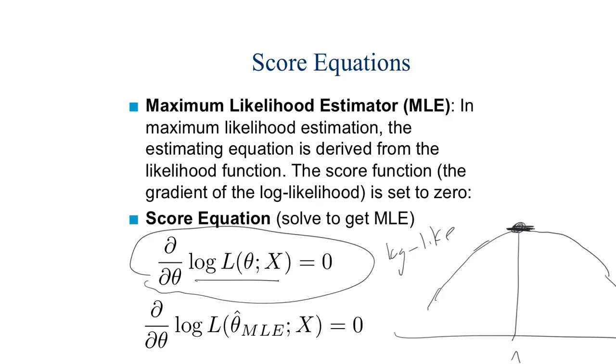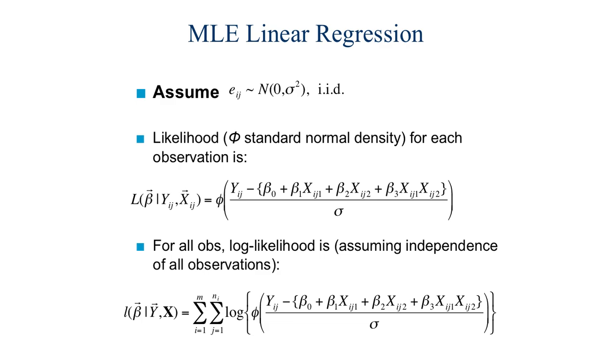But linear regression, it turns out, has an analytical solution. You can solve it in one step. Again, not terribly important, but just to get a more tangible feel for what it looks like, I'm assuming my error term is normal with mean 0 and some unknown variance sigma squared.